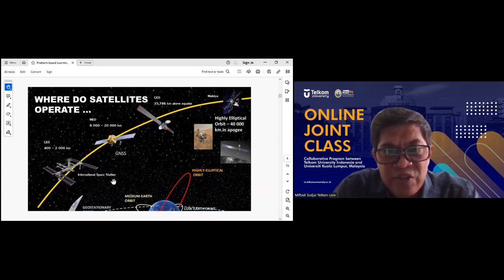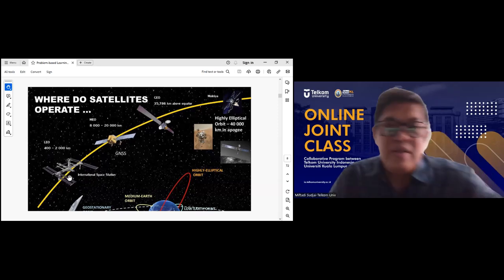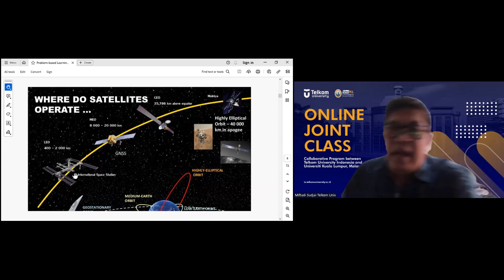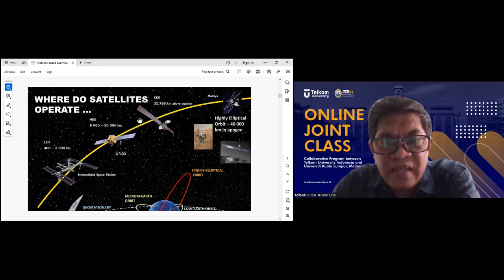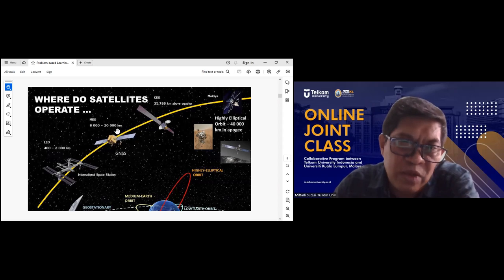Even the International Space Station, where some people live to conduct research, is also rotating around the world in the LEO orbit at an altitude of around 400 kilometers. And the second definition of orbit is called MEO, medium Earth orbit, where satellites have an altitude of around 8,000 kilometers up to 20,000 kilometers.